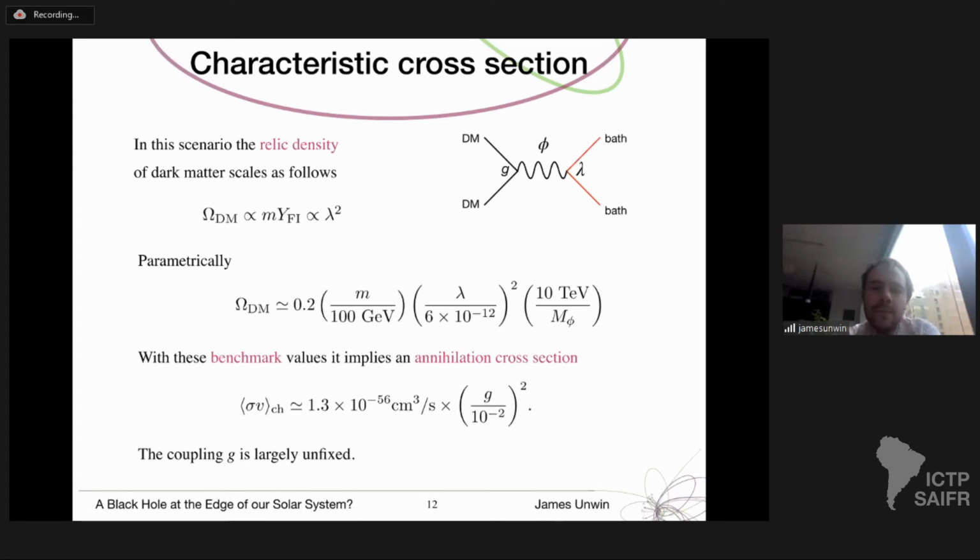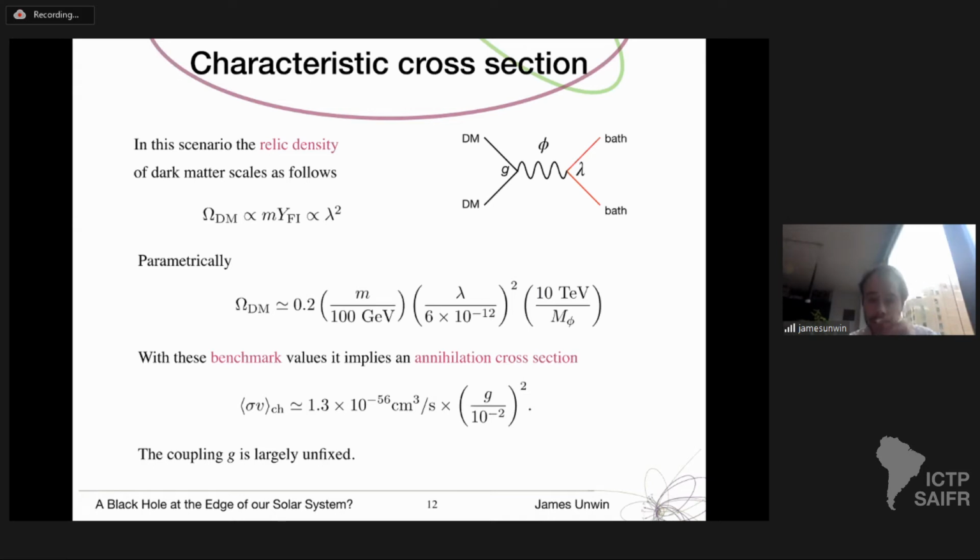Lambda, you should think about as being very small, and g can be an order 1 coupling, and then the relic density will actually scale like lambda squared. Parametrically, you can write down something which matches the relic density for, say, a mediator of 10 TeV, an extremely small coupling, say 10⁻¹², and a dark matter mass of 100 GeV. This kicks out a characteristic annihilation cross-section, which is extremely small, maybe 20 orders of magnitude smaller than the WIMP scenario. So this is 10⁻⁵⁶ centimeters cubed per second.